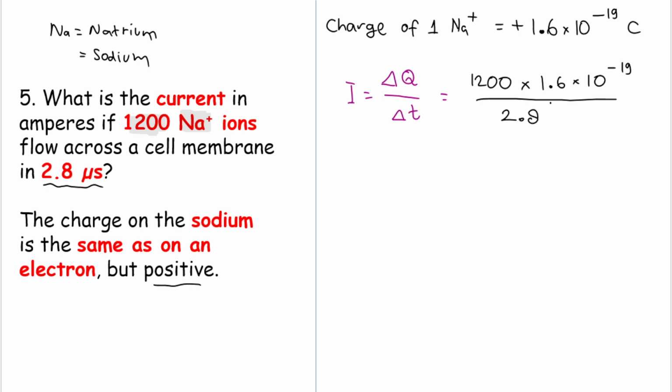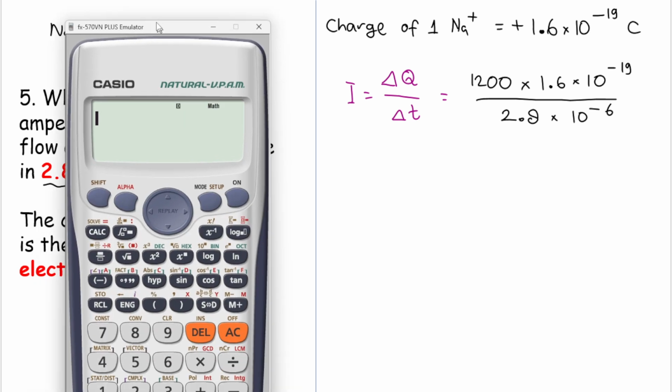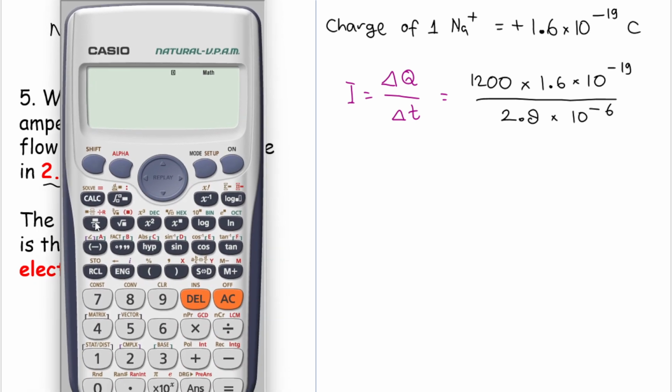We need to convert it into SI units. So I will have 2.8 multiplied by 10 to the minus what? Micro is minus 6. Yeah, good. And I think here we can just plug this into the calculator, right? So let's do exactly that. Okay, let's prepare the fraction, and then let's plug that in.